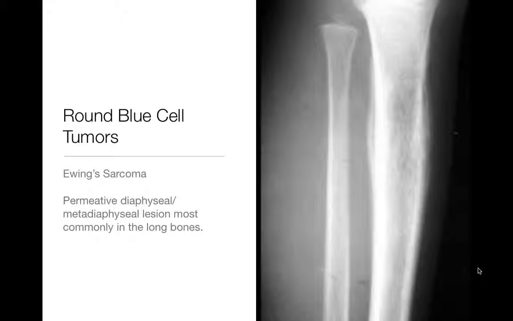They tend to occur around the age of 12 or so, though they can occur in younger kids and in older kids or young adults as well. But really, again, it's hard to differentiate these from lymphoma and leukemia.